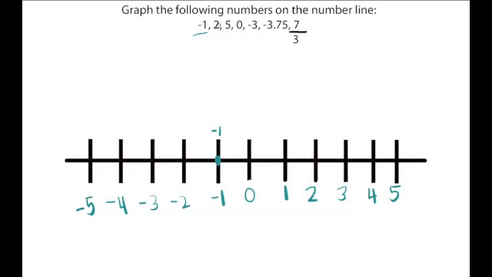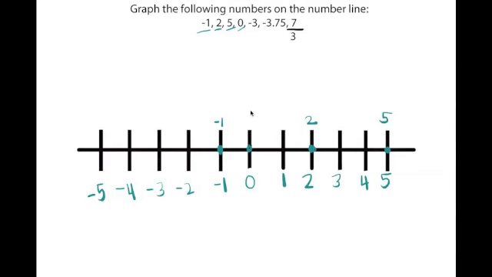The next one I want to do is 2, so 2 is right here on the number line. I'm going to put a dot, label it up here. The next one I have is 5, put a dot, label it up here. Then 0, or our origin, and we want to label the 0 right here too. Okay, moving on. -3 is right here, so I'm going to put a dot right here.